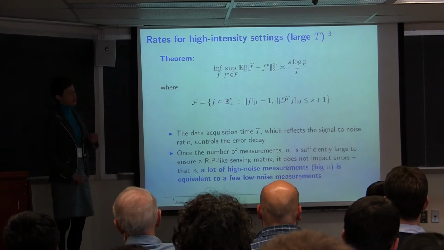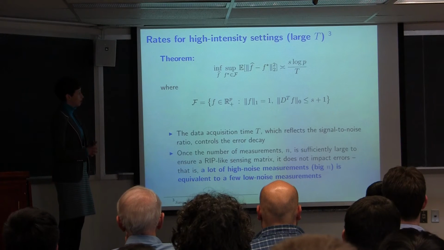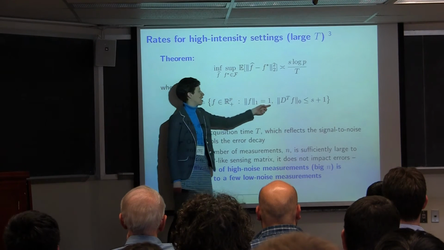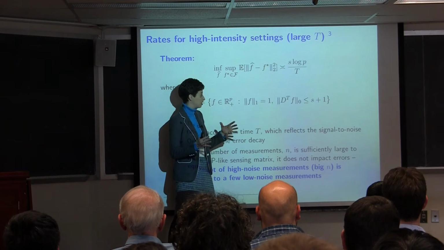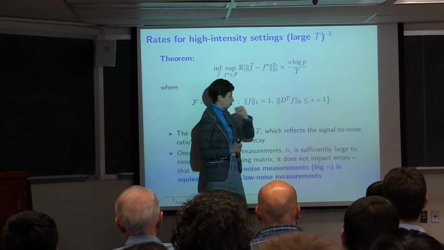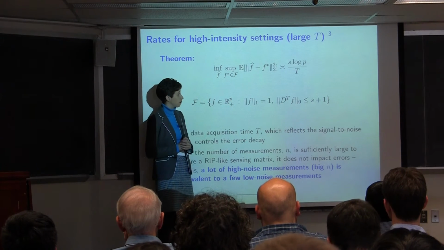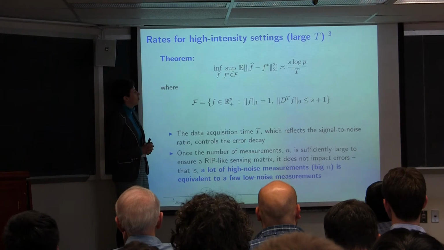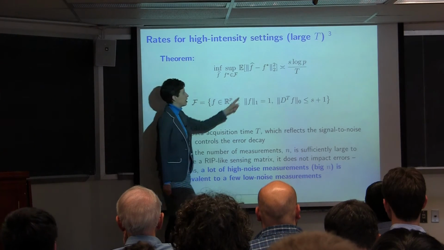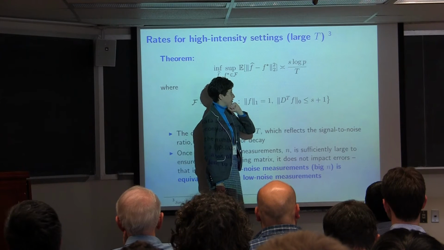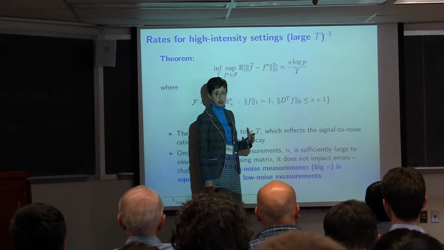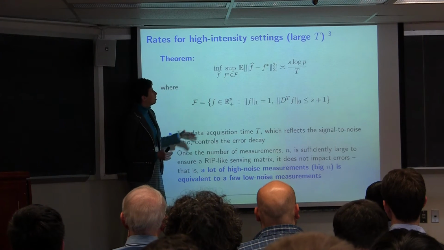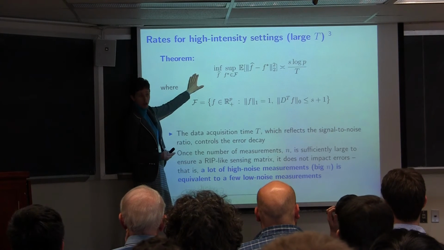Okay, so we studied our minimax rates in several different settings. We're considering signals coming from this class F, where all the signals have the same brightness of 1, and they are all sparse in an orthonormal basis, D. We then choose the best estimator in a class of estimators and look at the squared Euclidean norm of the difference. What we can show is that in high intensity settings, where T, the amount of time that we are spending collecting all our data, is large, this minimax rate is S log P over T.